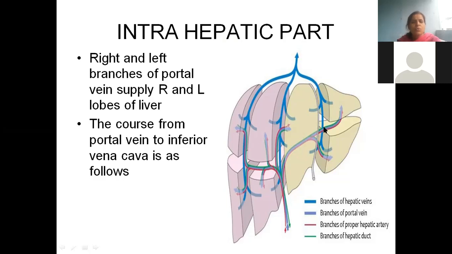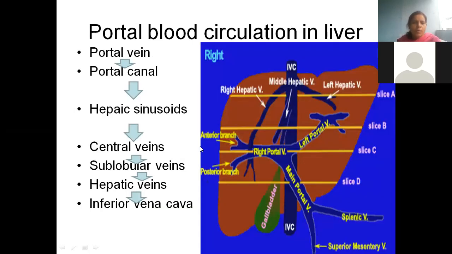Okay, which is coursing. The right branch is going into the right lobe of the liver, shown in light blue color, and the left branch is moving into this yellow one, whatever color it is. Then, in the portal circulation, you see the portal vein has started and entered the porta hepatis, and in the liver it is dividing into right and left portal veins.